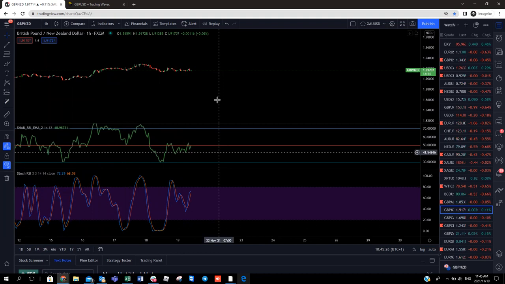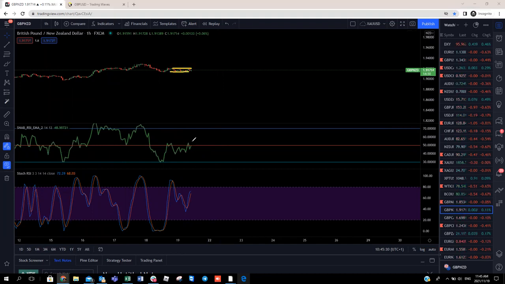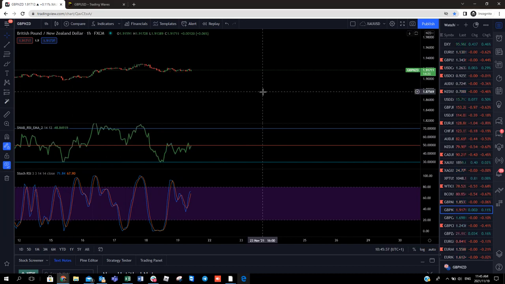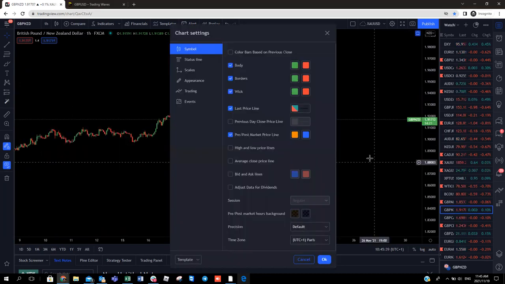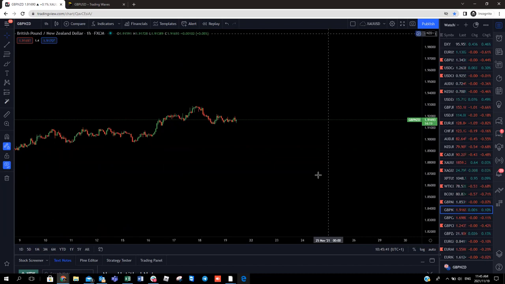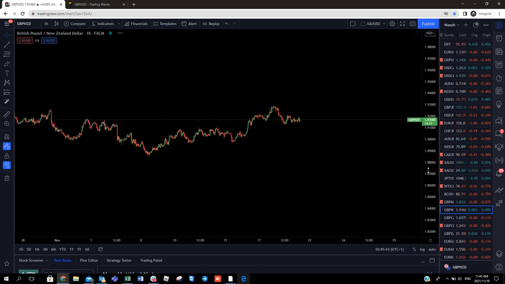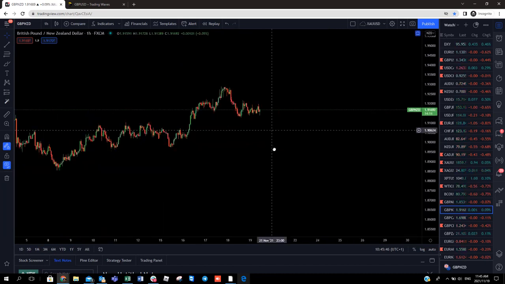Does the 1 hour have a setup for this one to push lower? This is still below 50, however. So this structure here, let's have a look at this structure closely. Show what the possibilities are on this. Look closely at this one.